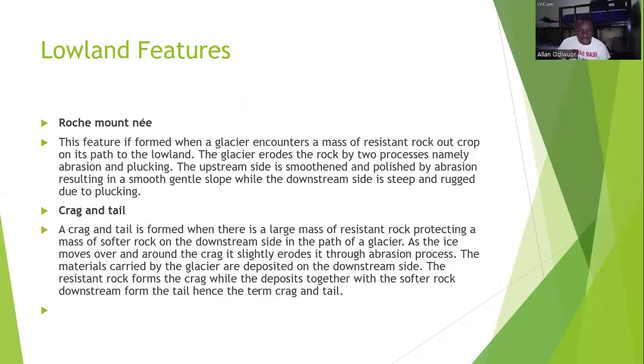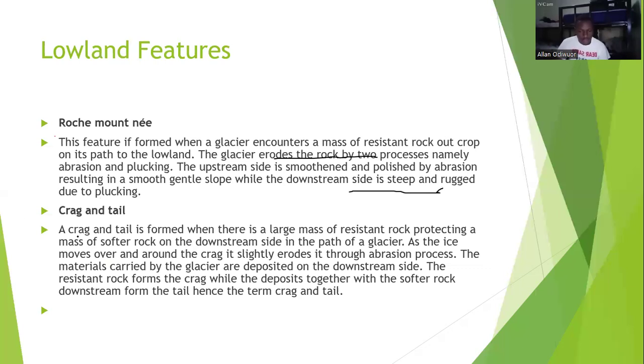Next, we're going to look at the lowland features. We have the roche moutonnée. Now, this is a feature formed when a glacier encounters a mass of resistant rock on its path to the lowland. Now, the glacier erodes rock by two processes, namely abrasion and plucking. The upstream side is smoothened and polished by abrasion, resulting in a smooth gentle slope, while the downstream side is steep and rugged due to plucking.